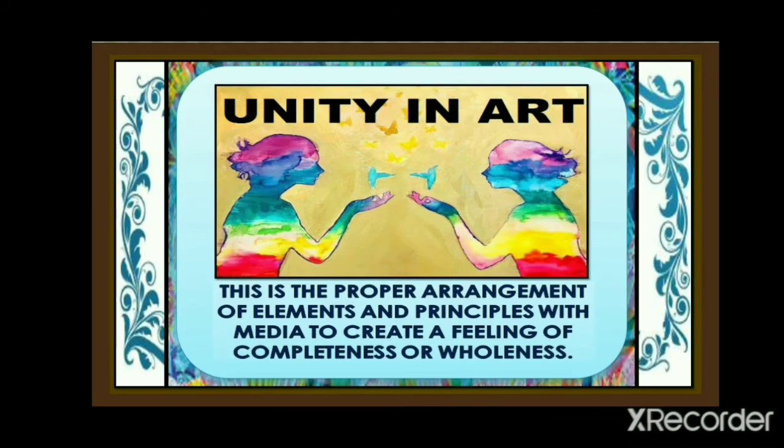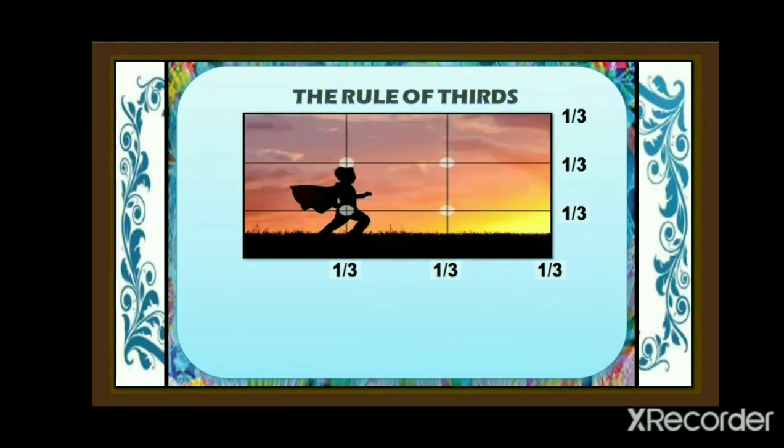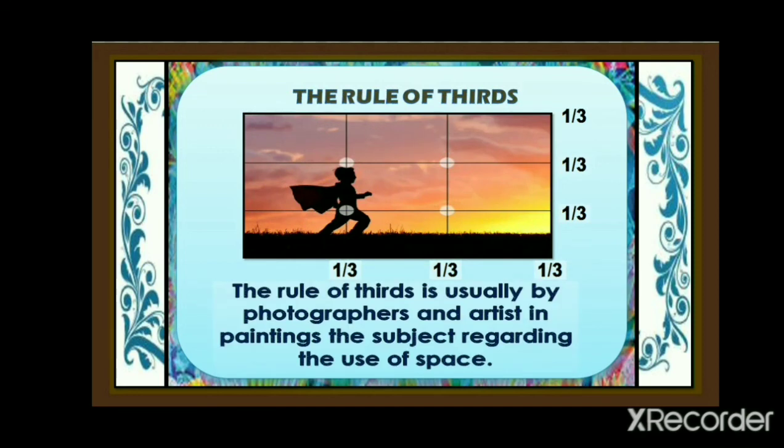Unity of art is the proper arrangement of elements and principles with the media to create a feeling of completeness or wholeness. And the rule of thirds, just like the example in this image. This image is divided into thirds. Generally, the best location for the main object or subject in art is not in the middle. It is usually at one third of the cross sections of the imaginary lines. The rule of thirds is used by photographers and artists in paintings regarding the use of space.